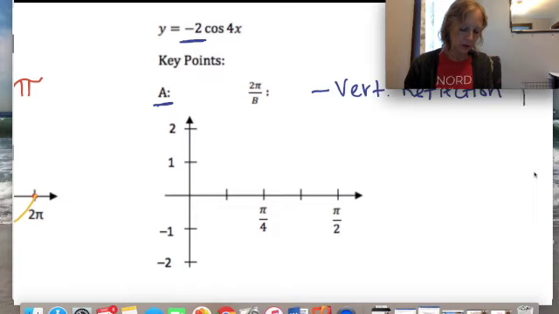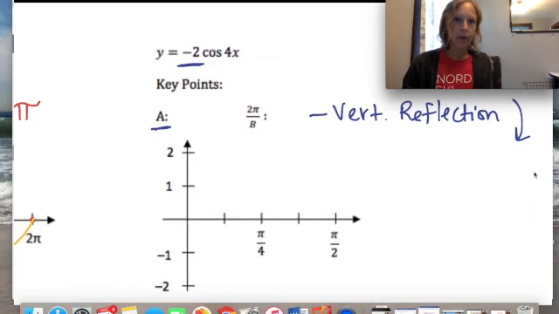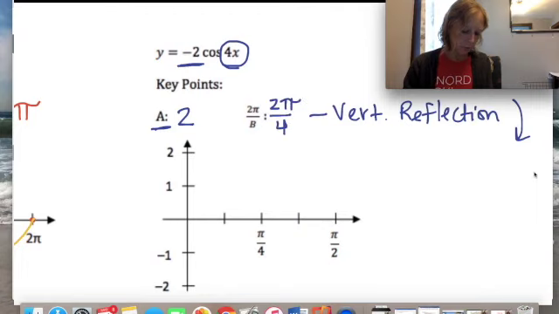Or a reflection over the x-axis. So we're going to flip this one. The other thing I see in front is that 2. So that means my graph is going to go up to 2 and down to -2. This time, I do see a number next to the x. I see the number 4. That's my b value. So what I need to do to find my period is it's 2 pi over 4, or the period is equal to pi over 2 if I reduce that fraction, if I reduce 2 over 4.